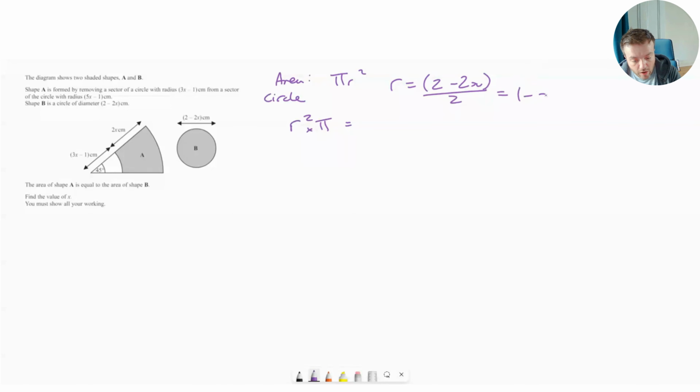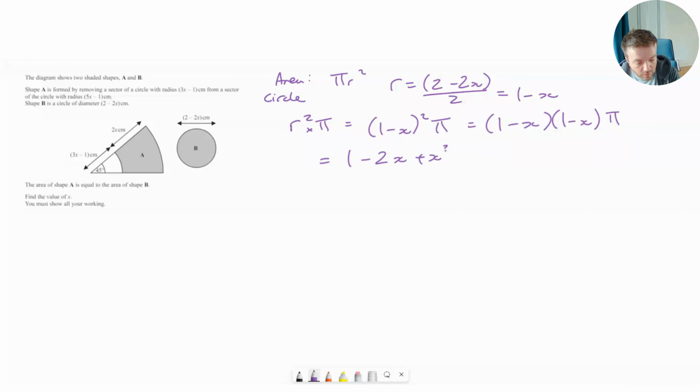Now, because it's half the diameter, it's going to be 1 minus x. So we've got to do 1 minus x squared times pi. And effectively that is this. It's a double bracket, and it's just a case of expanding a double bracket. So relatively straightforward first bit.